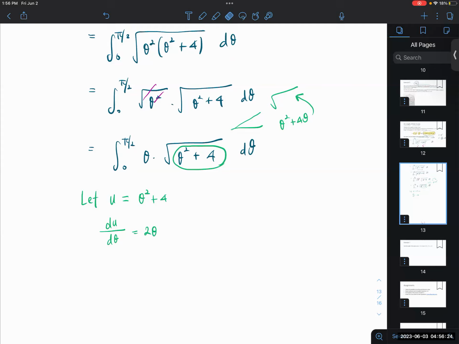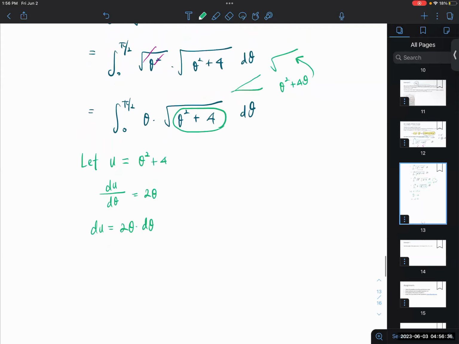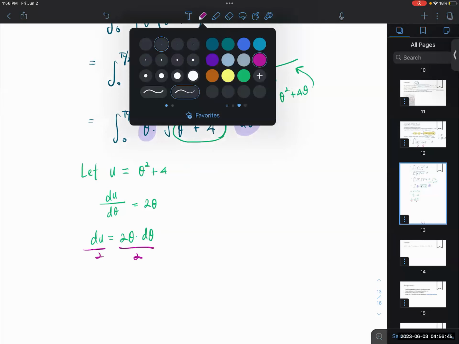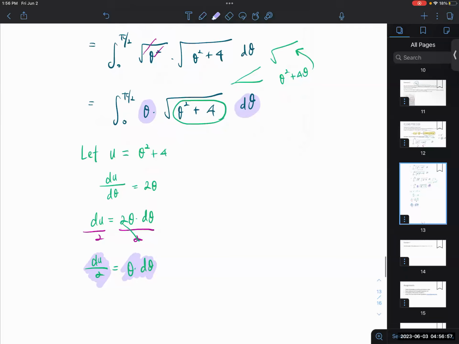So theta squared plus 4, you take the derivative: 2 theta remaining. That means du is 2 theta times d theta. I want to find theta times d theta, so if you divide by 2, you get du over 2 equals theta times d theta. So exactly, theta times d theta can be replaced by du over 2. Does it make sense to you? That's a skill.